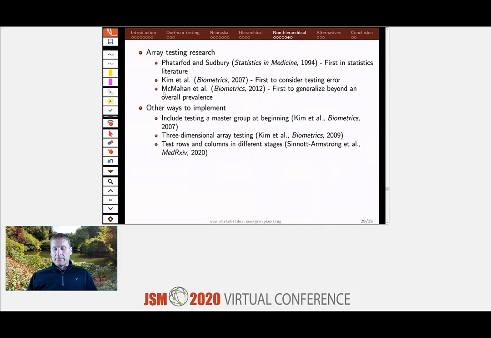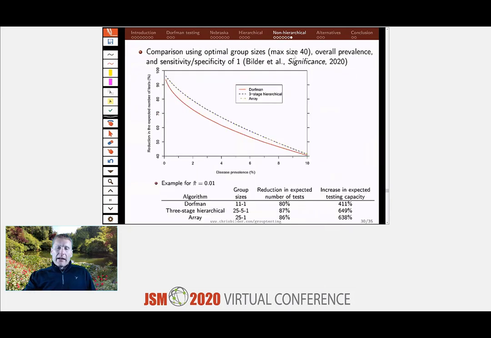So let's do some more comparisons. Again, to make things simple, we'll look at a sensitivity and specificity of one. We'll work with an overall prevalence. On the y-axis this time, I've decided to put the reduction in the expected number of tests. This is just one minus the expected number of tests per individual. This reduction is in comparison to testing everyone separately. Now, the higher the value, the better. On the x-axis, we have the overall disease prevalence.